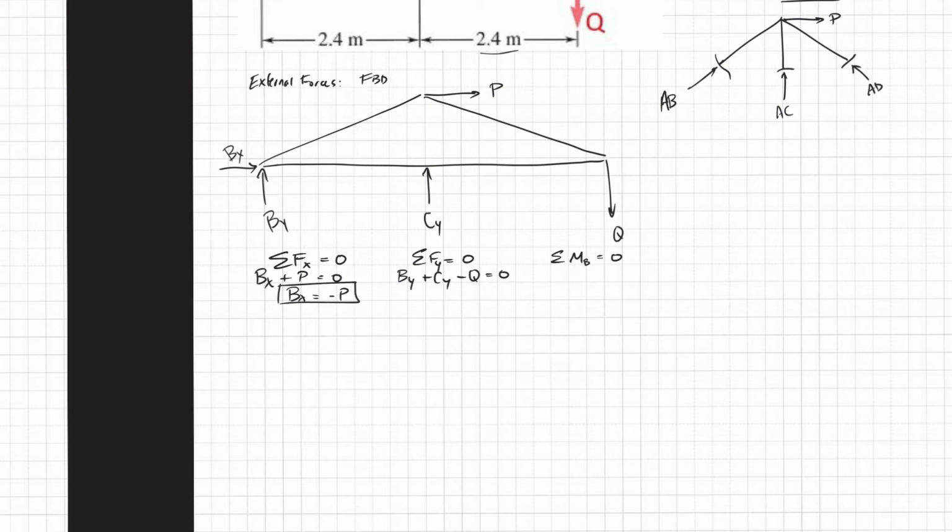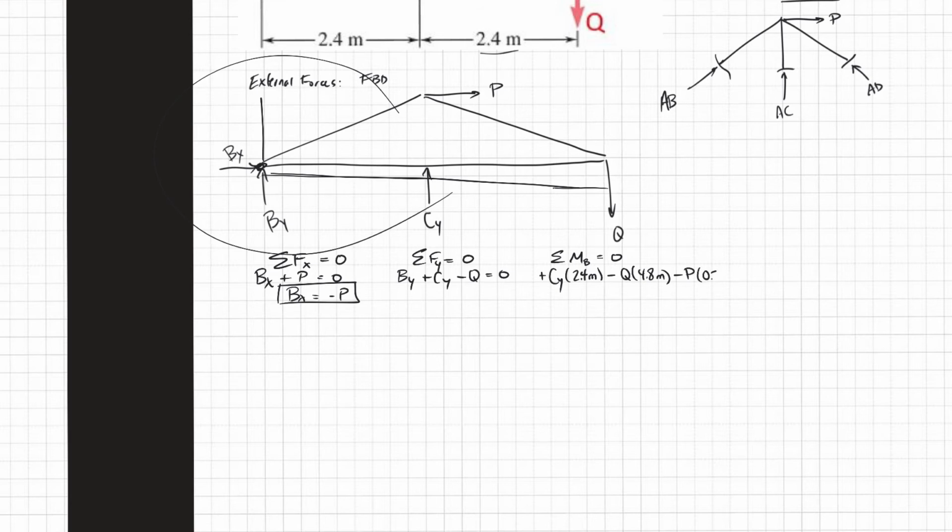And so let's see here. It's going to be CY times 2.4 meters. That's the distance from here to here. And that's going to cause things to spin this way around B. That's counterclockwise, so that'll be positive. And then Q is a negative, so it'll be twice as far. So Q times 4.8 meters, because it's going from B to there. And then P is going to go up to there, minus P times 0.7 meters equals 0.